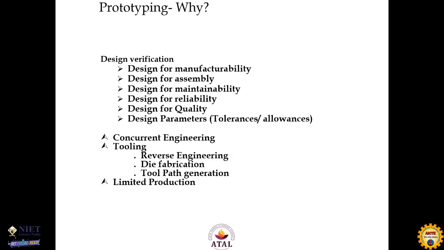Now for tooling, we need reverse engineering, die fabrication, tool path generation. And if we need limited production, suppose a single part or two or three parts, or fewer than 10 or 20, we do not need to set up a complete manufacturing line. To produce such parts, rapid prototyping technology is very useful.